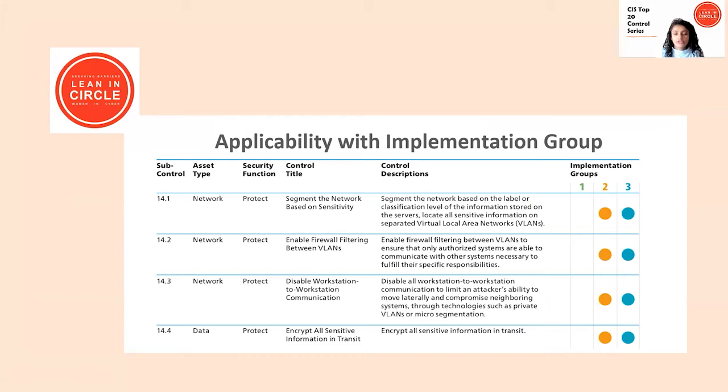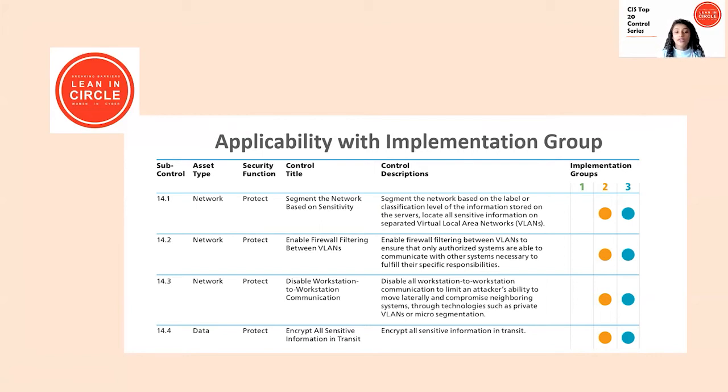Now second, it's talking about enable firewall filtering between VLANs. So if you have a big organization or a mature organization, you have different VLANs, right? So enable firewall filtering between VLANs to ensure that only authorized systems are able to communicate with other systems necessary to fulfill their specific responsibility. So it's quite obvious, right? You want to make sure that only authorized systems can communicate with each other, right?